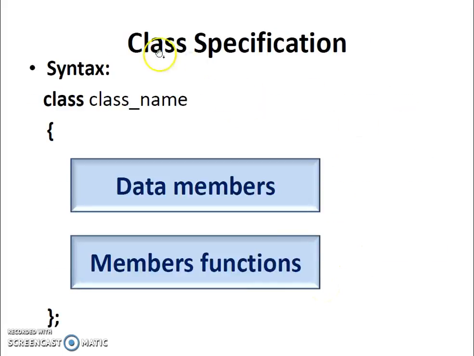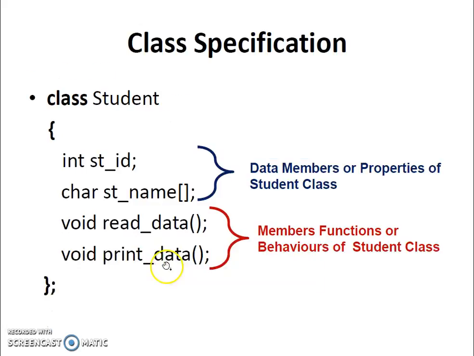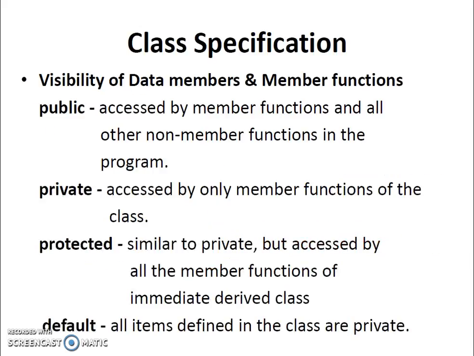Next, when I discuss the class structure, the syntax of a class is: class name. It contains two parts, data members and member functions. This is a simple example of my class. Here, the int student id and student name are data members, whereas read data and void print data are behaviors or member functions of the student class.